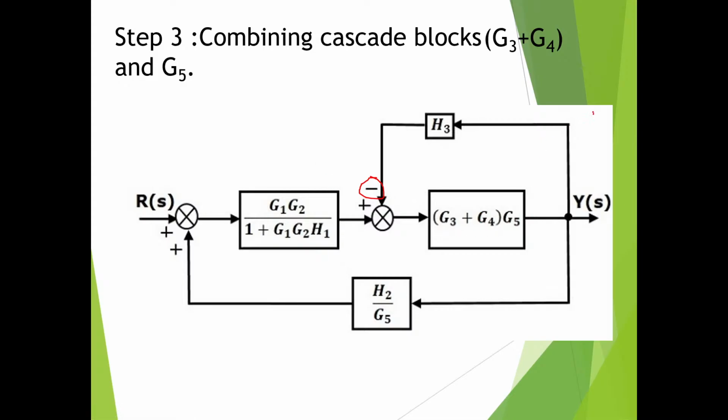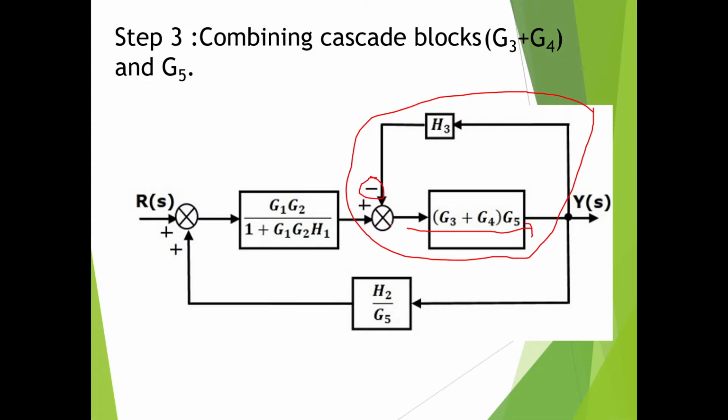So eliminating this negative feedback loop, what do you get? What is the forward path gain? The lower one, H3 or G3 plus G4 into G5, which is the forward path? Okay. So negative feedback. Someone has mentioned it. So which is the forward path gain? Is H3 the forward path gain or the feedback path gain?